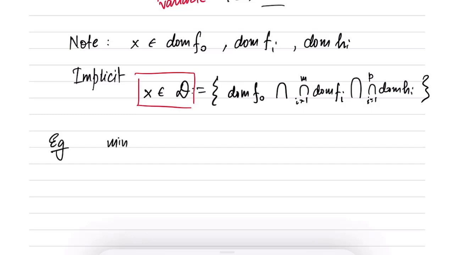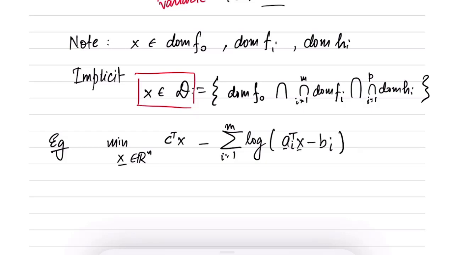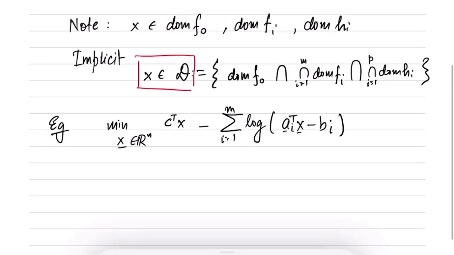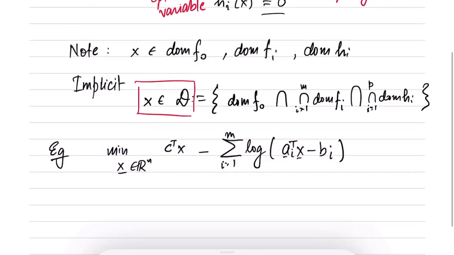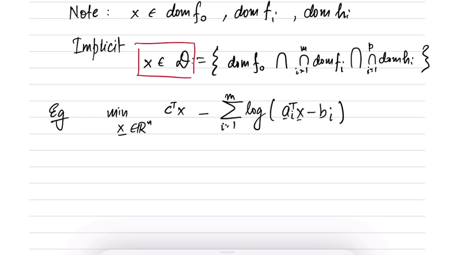Let's consider the example: minimize over x, a vector x in R^n, c transpose x minus summation over i from 1 to m of log of (ai transpose x minus bi). Right, so observe here that there are no explicit constraints, no inequalities or equalities like in this problem, but instead we only have the domain restriction that x should belong to the domain of the objective function. So what is the domain of the objective function?